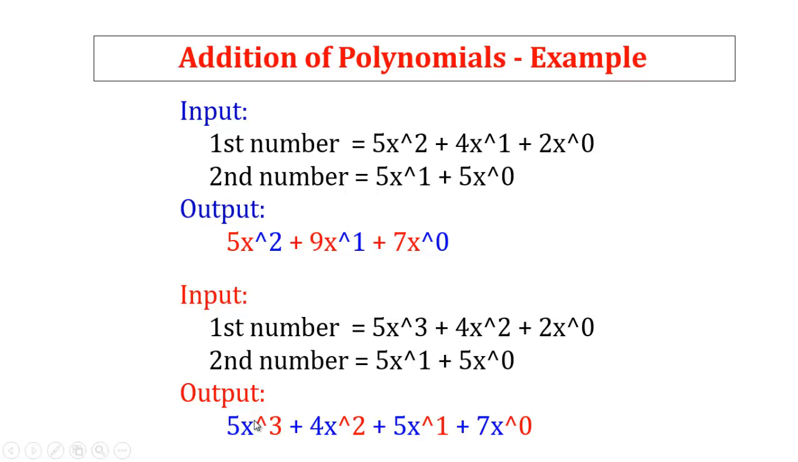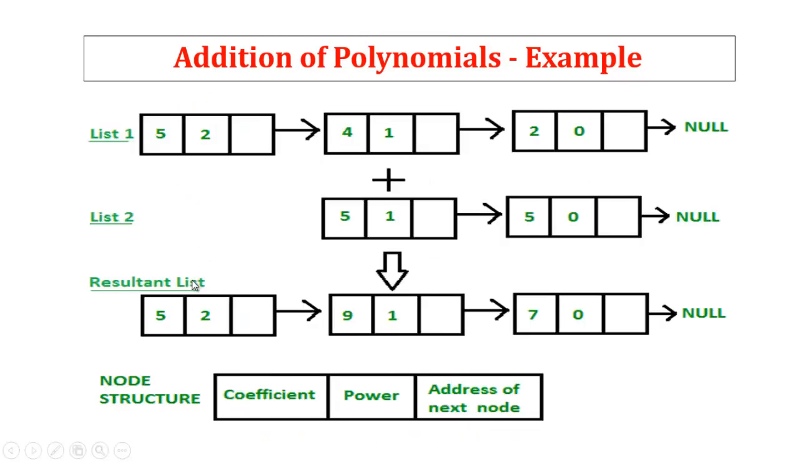The similar case applies here also, with the same examples. This is the first polynomial and this is the second polynomial. If there is a similar power in the equations, we can add it, or else we move to the next coefficient or term. These are two examples of adding two polynomials.